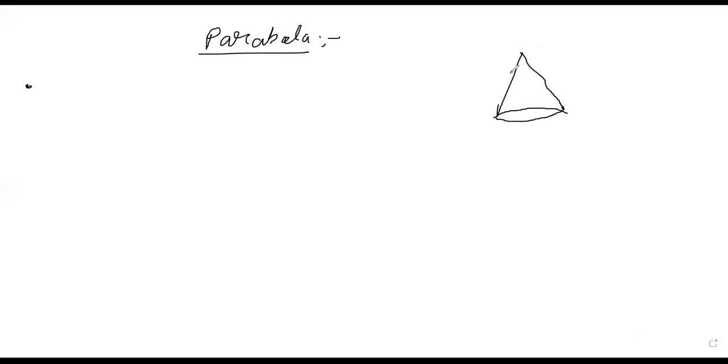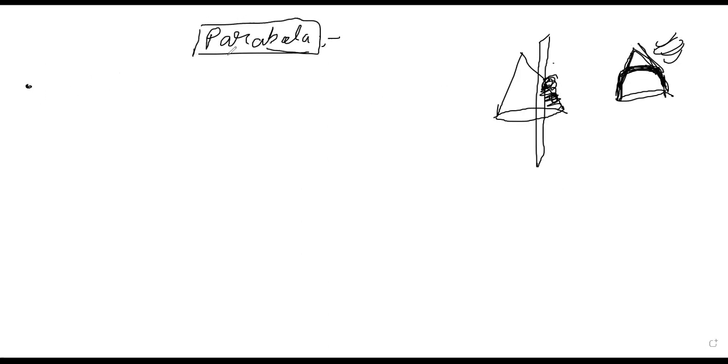See, if this is a cone and a plane cuts this cone this way, the cone will look like this at this side, somewhat like this, a curved shape like here. I am drawing the area of this region. I have rotated this cone and the area will look like that.